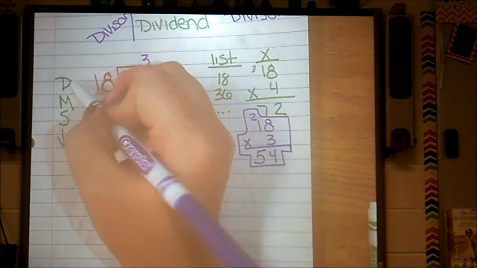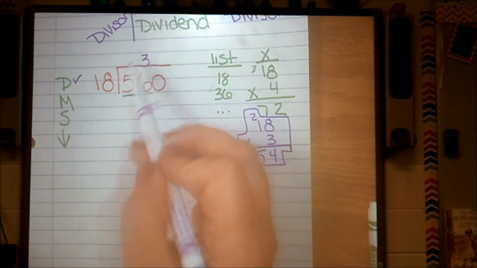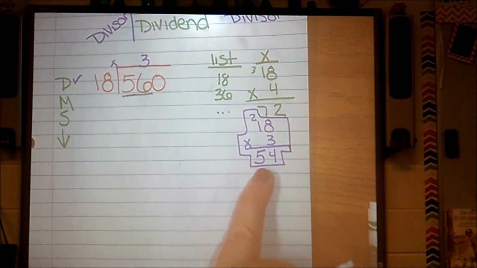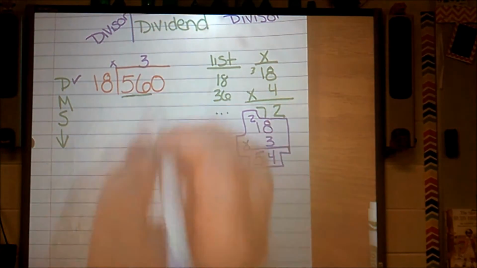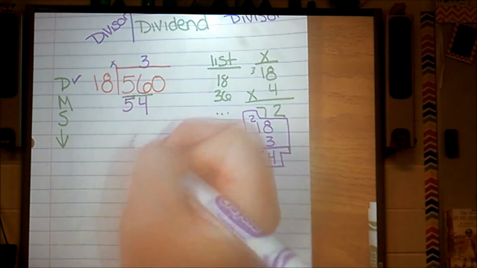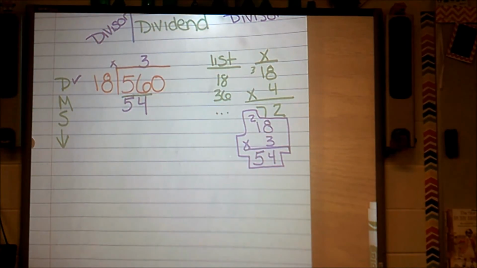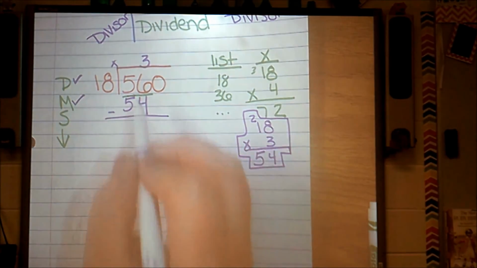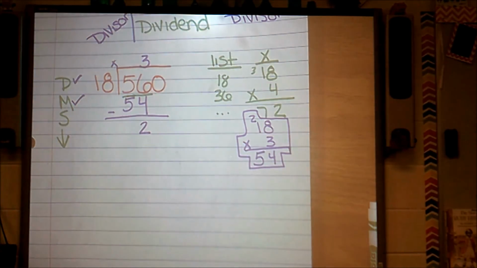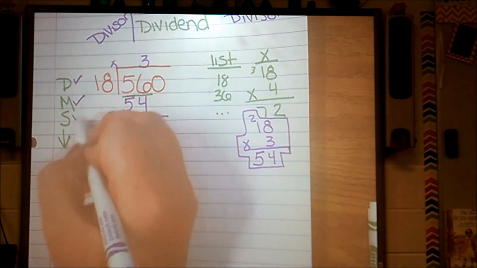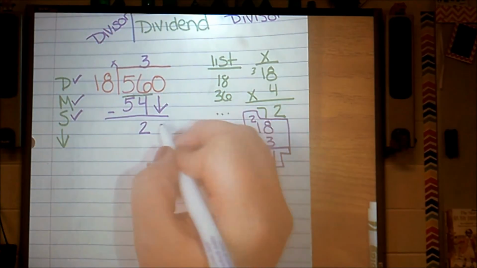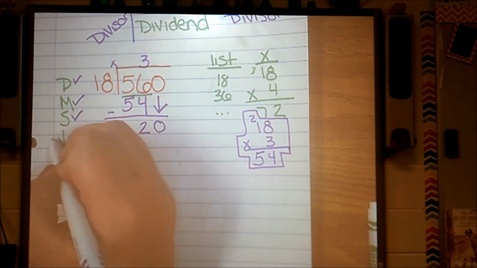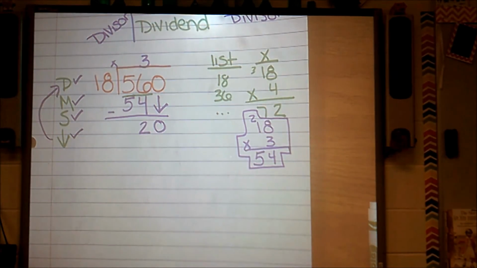Going through my steps, I'm going to now multiply. 3 times 18. Well, I know, I just did it. I don't have to do it again. I know 3 times 18 is 54. Okay? Then I'm going to subtract. 56 minus 54 is 2. And then I bring down my next digit, which is a 0. Then we come all the way back up, and we do it all over again.